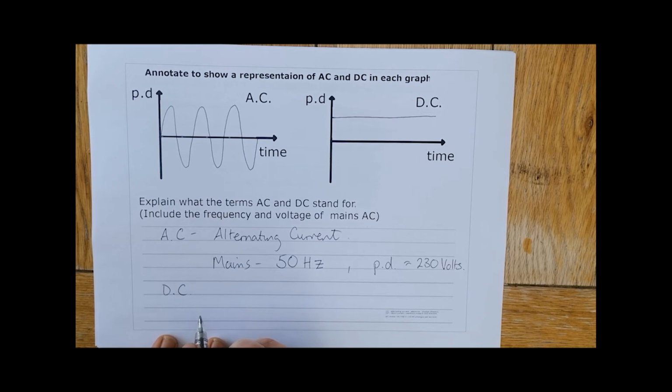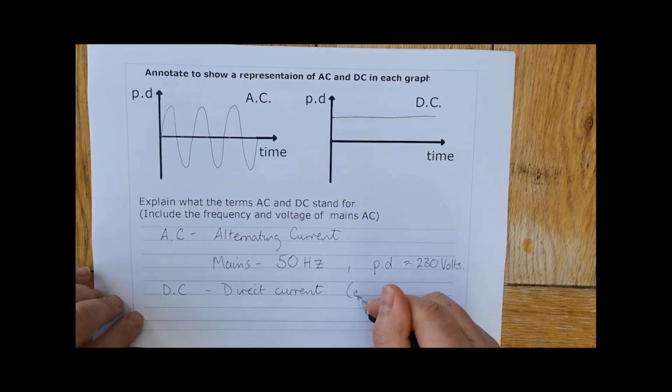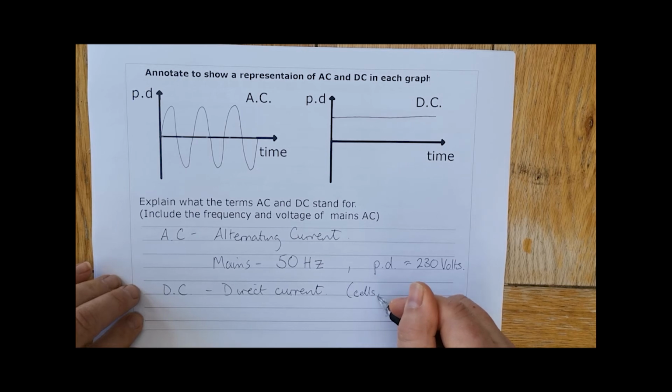DC stands for direct current, and that's just current flowing in one direction. What we're looking at here will be coming out of things like cells and batteries. They all provide it.